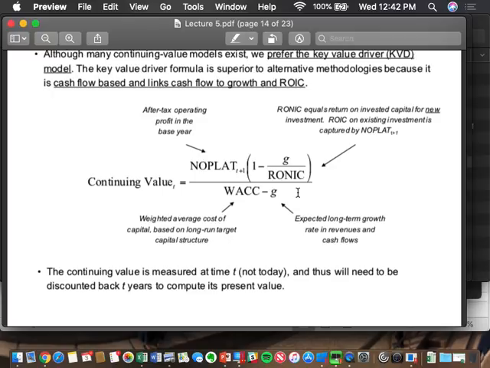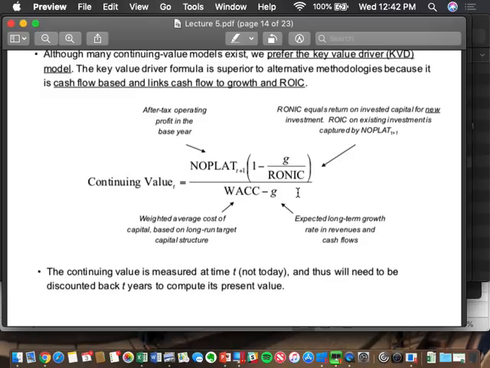The formula has 4 parts to it. We need to know a continuing value NOPLAT as a starting point. That's going to be our year 6 NOPLAT. We're going to need to know a continuing value ROIC. That's going to be our year 6 ROIC. We're going to need to know a continuing value WACC, and we're going to need to know a continuing value g. Those are the 4 elements to complete the continuing value formula.